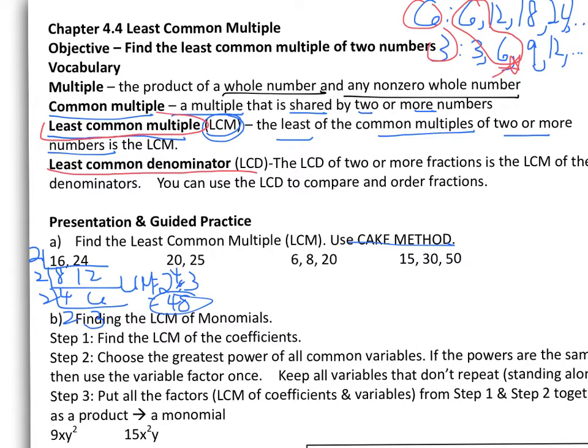Now let's calculate the LCM between 20 and 25. 5, 4, 5, so our LCM is 100.